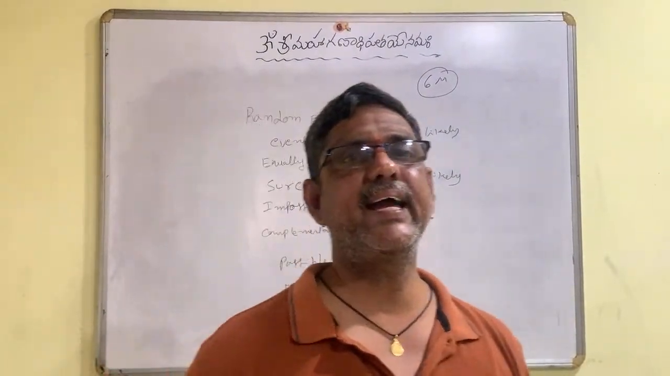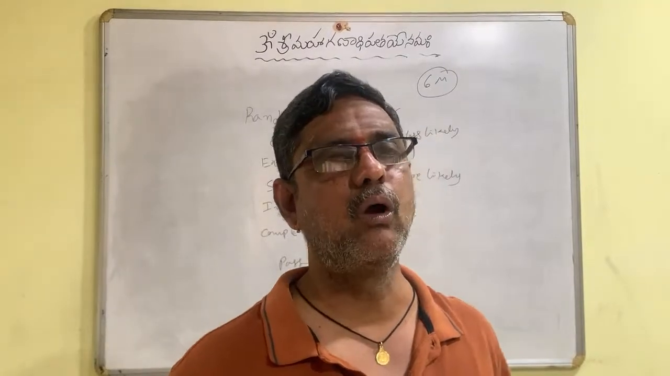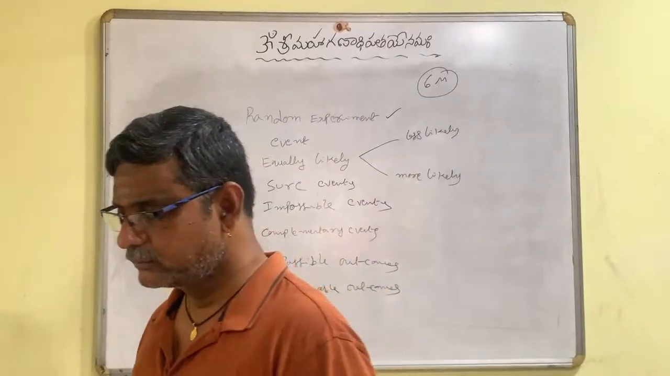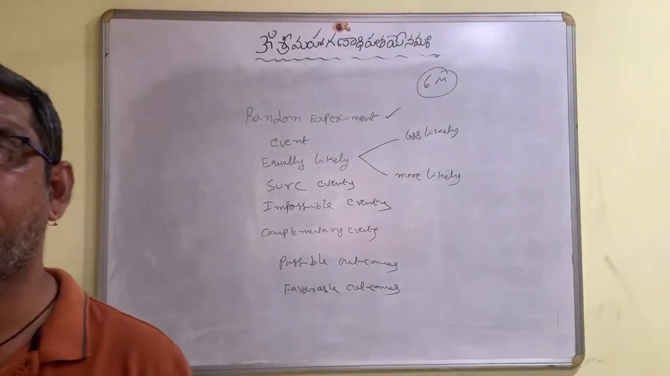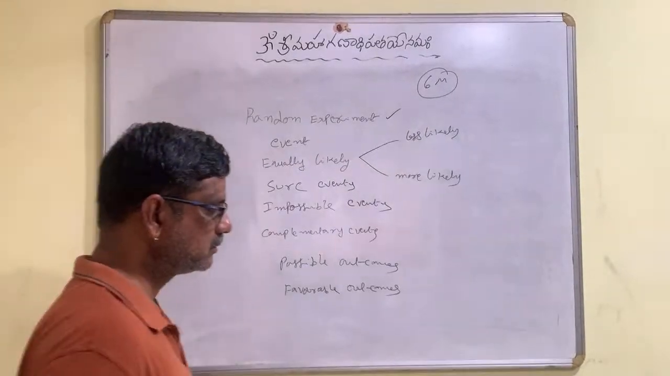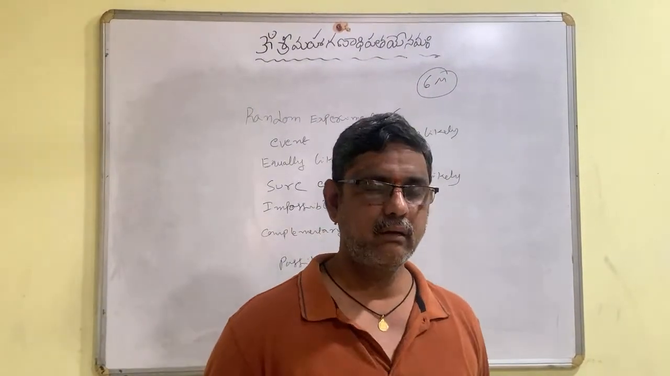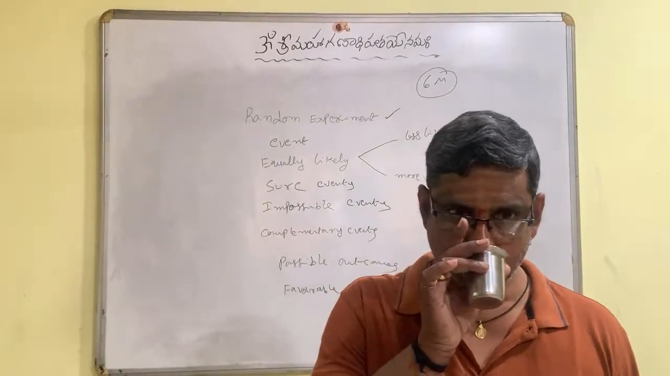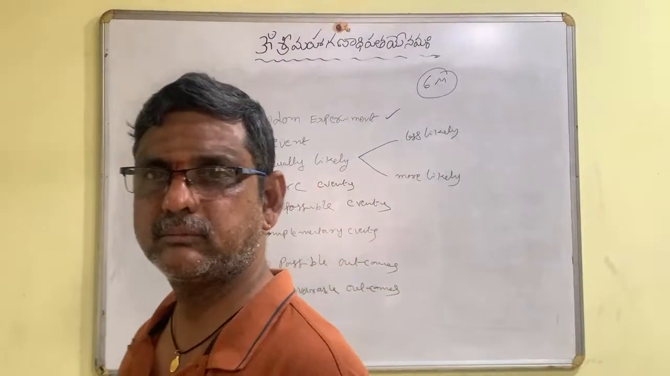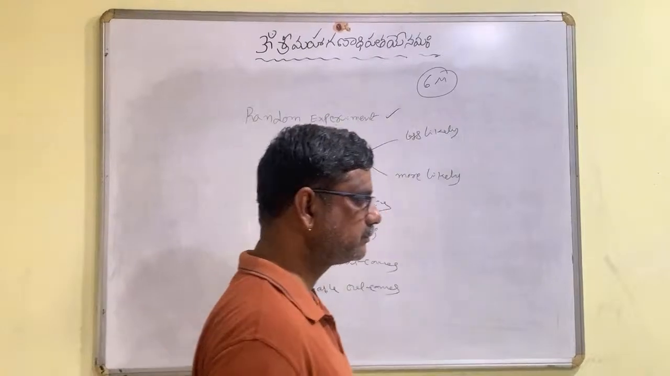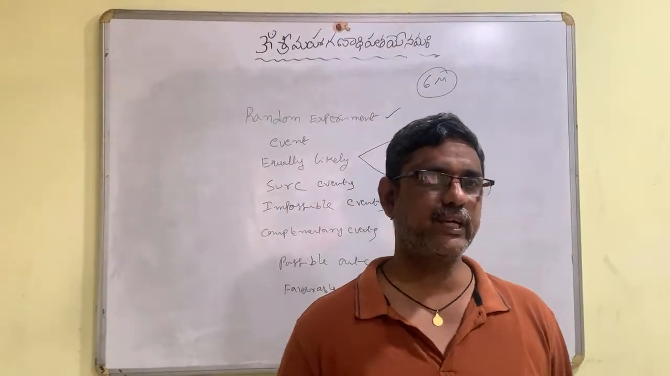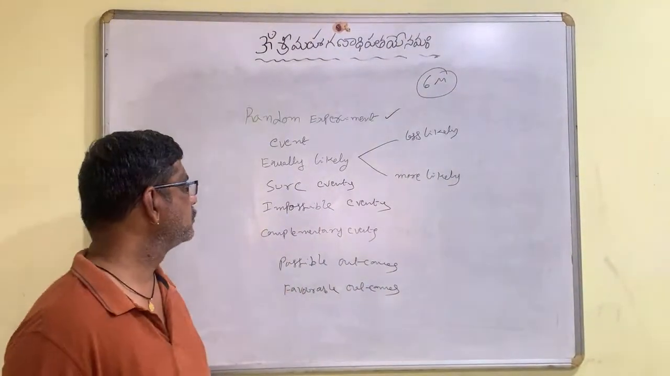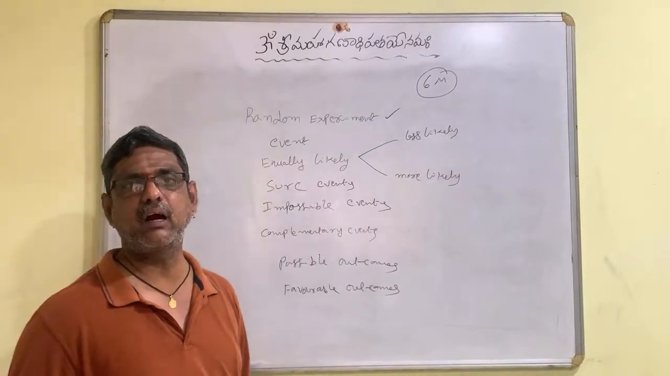Okay. If a die is rolled, what is the probability of getting a number which is less than 7? Six by 6, 1. Very good. So sure events, whose probability is 1, are called sure events.